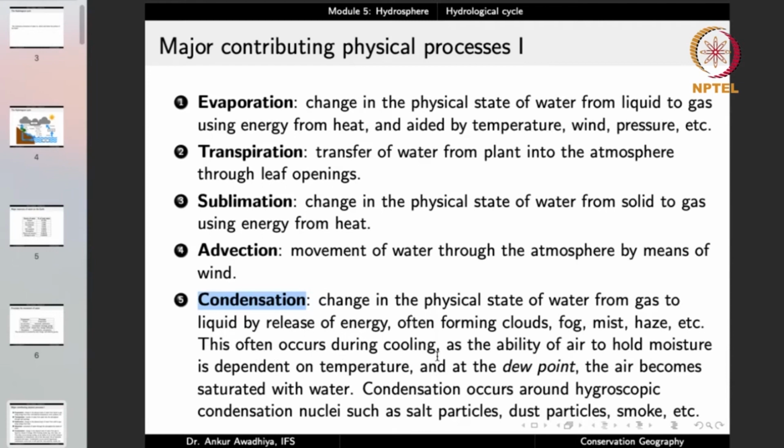So this often occurs during cooling, as the ability of air to hold moisture is dependent on the temperature, and at the dew point the air becomes saturated with water. Now, what does that mean? The air has a limited capacity to hold moisture. Now this capacity to hold moisture, it is dependent on the temperature. If you heat up the air, then it will be able to hold a larger quantity of water vapor. If air cools down, then it will be able to hold a smaller quantity of water vapor.